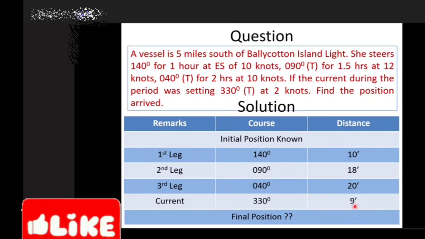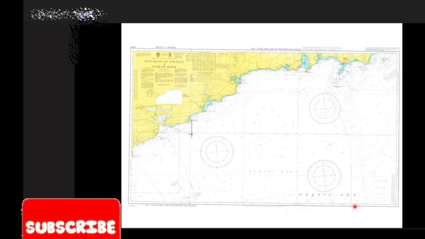Now we start plotting it and get the final position first. Suppose this was the question which came here, where the missing thing is the final position. What will you do on the chart? You'll first plot position A, the fix of the ship's initial position, correct, beta? Yes, sir.